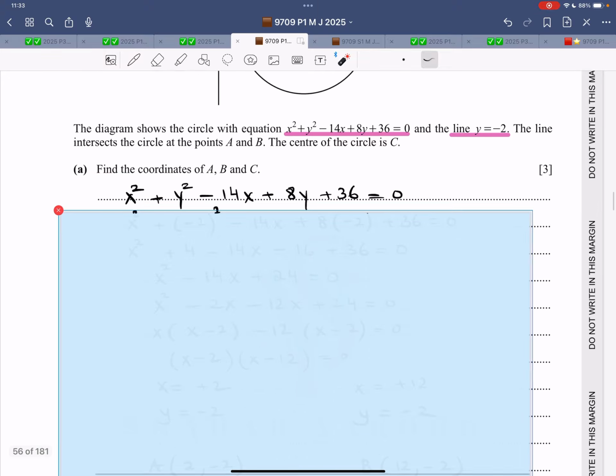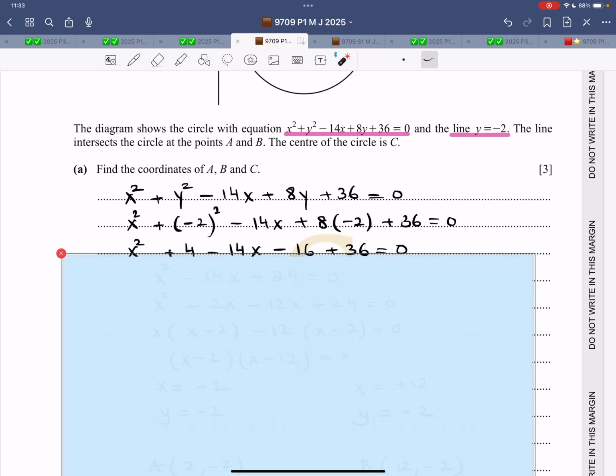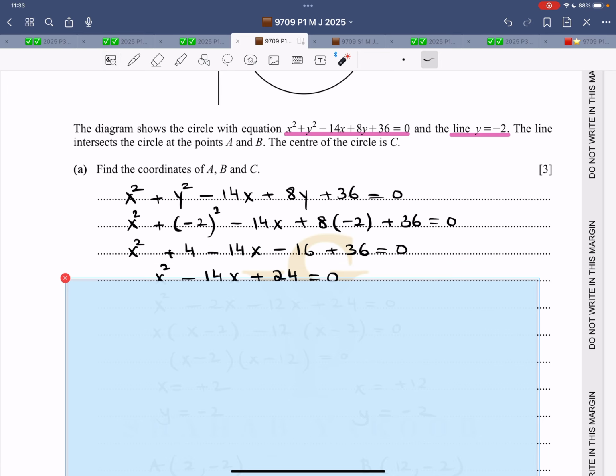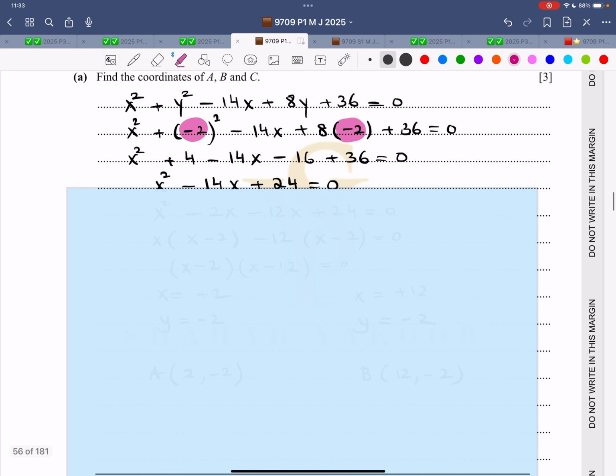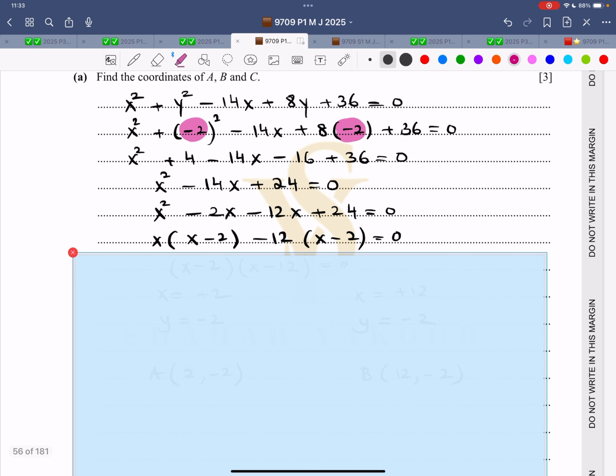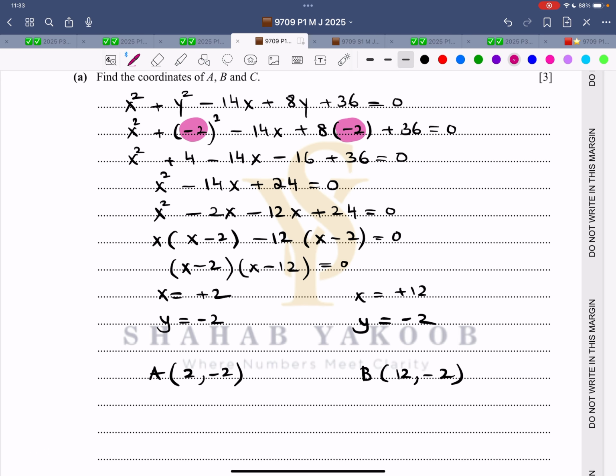So let's get started over here. I'm plugging in y is equal to -2. So basically I'm working for this one. That is y is equal to -2. Again, we are seeing middle term factorization. So middle term factorization is always there.